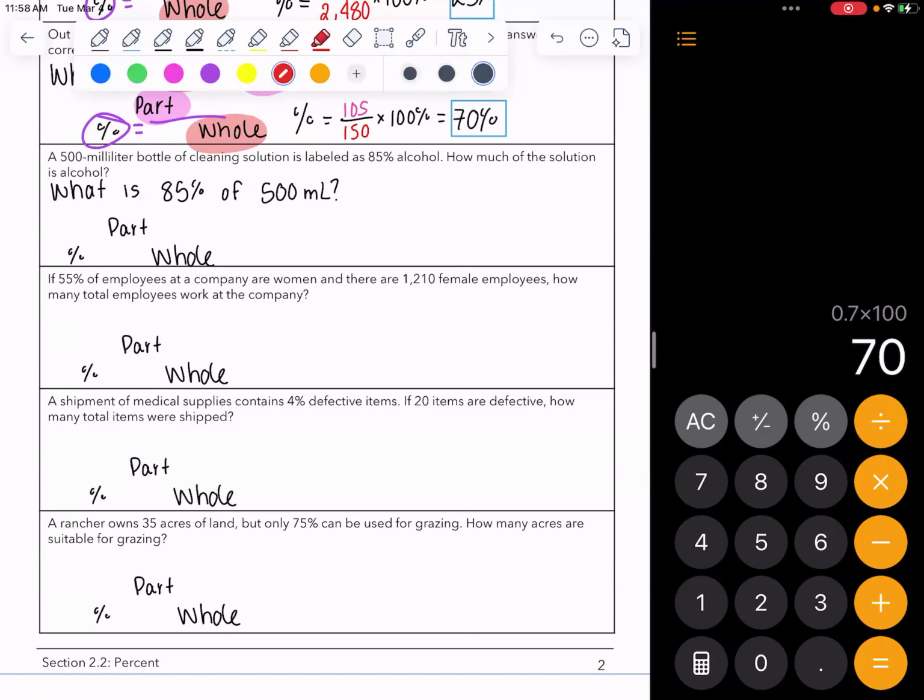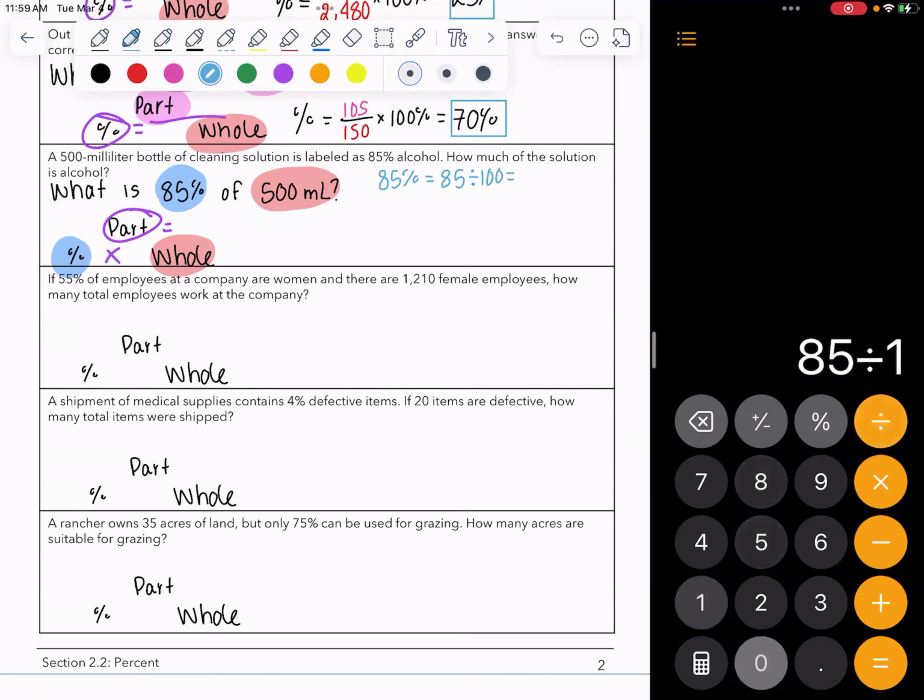We have the "of," so this will be our whole, right? Our whole is 500. We have a percentage. We are solving for a part. So the part is equal to the percentage times the whole. We need to take our percentage, 85%, and convert it into decimal form, so dividing it by 100. If you take 85 and divide it by 100, you'll get 0.85. So we get that the part is equal to 0.85 times the whole, 500. So multiply 0.85 by 500.